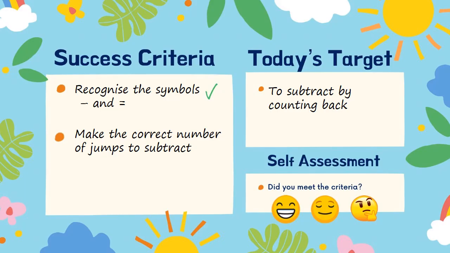Do you remember what today's target was? Yeah, that's right. It was to subtract by counting back. And I was looking to check that you can still recognise the symbols of subtract and equals, and that you could make the correct number of jumps to subtract. Now we have just gone through the answers and I can tell that you have done really well. You have learnt to subtract by counting back. You've used those number lines to jump backwards to find the answer. So well done. You can give yourself a smiley face. Super work, Rainbow.